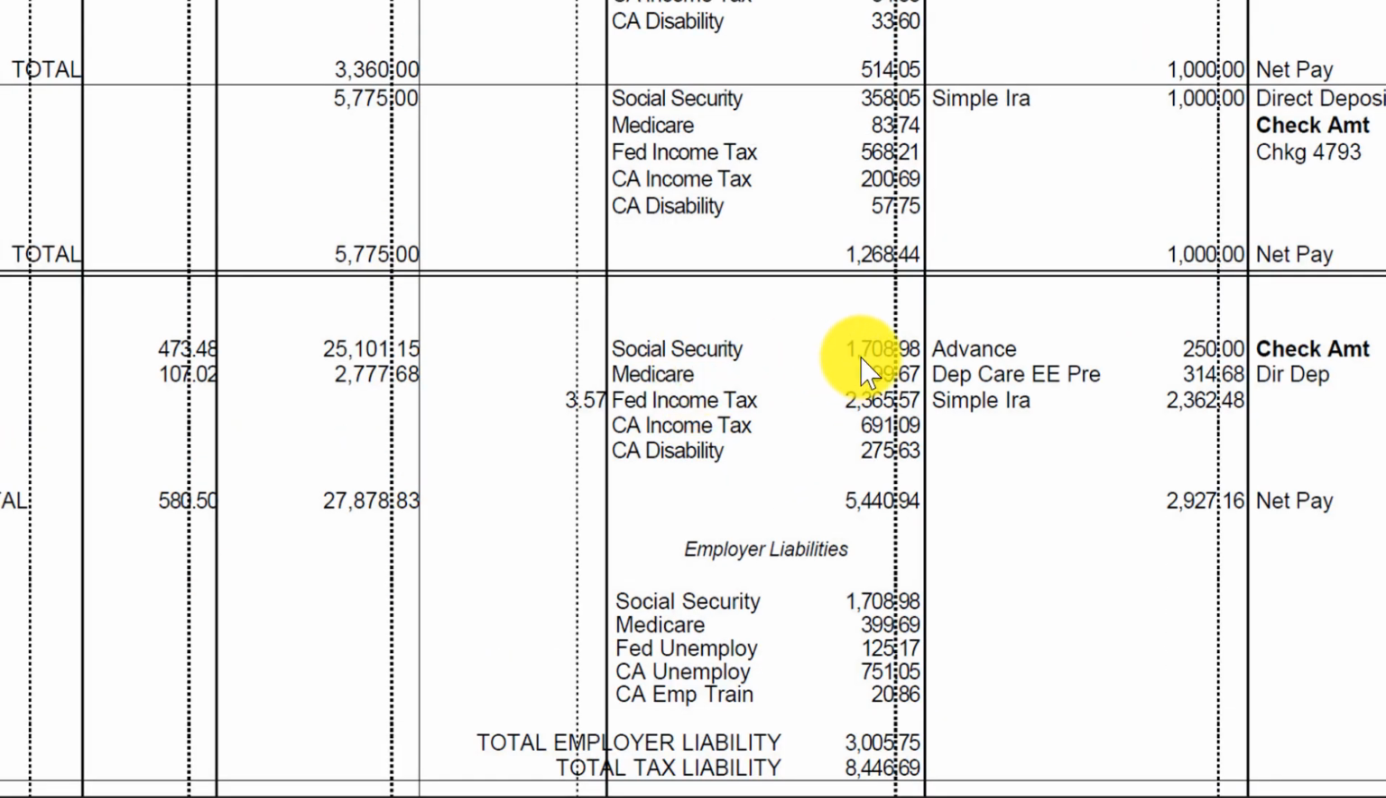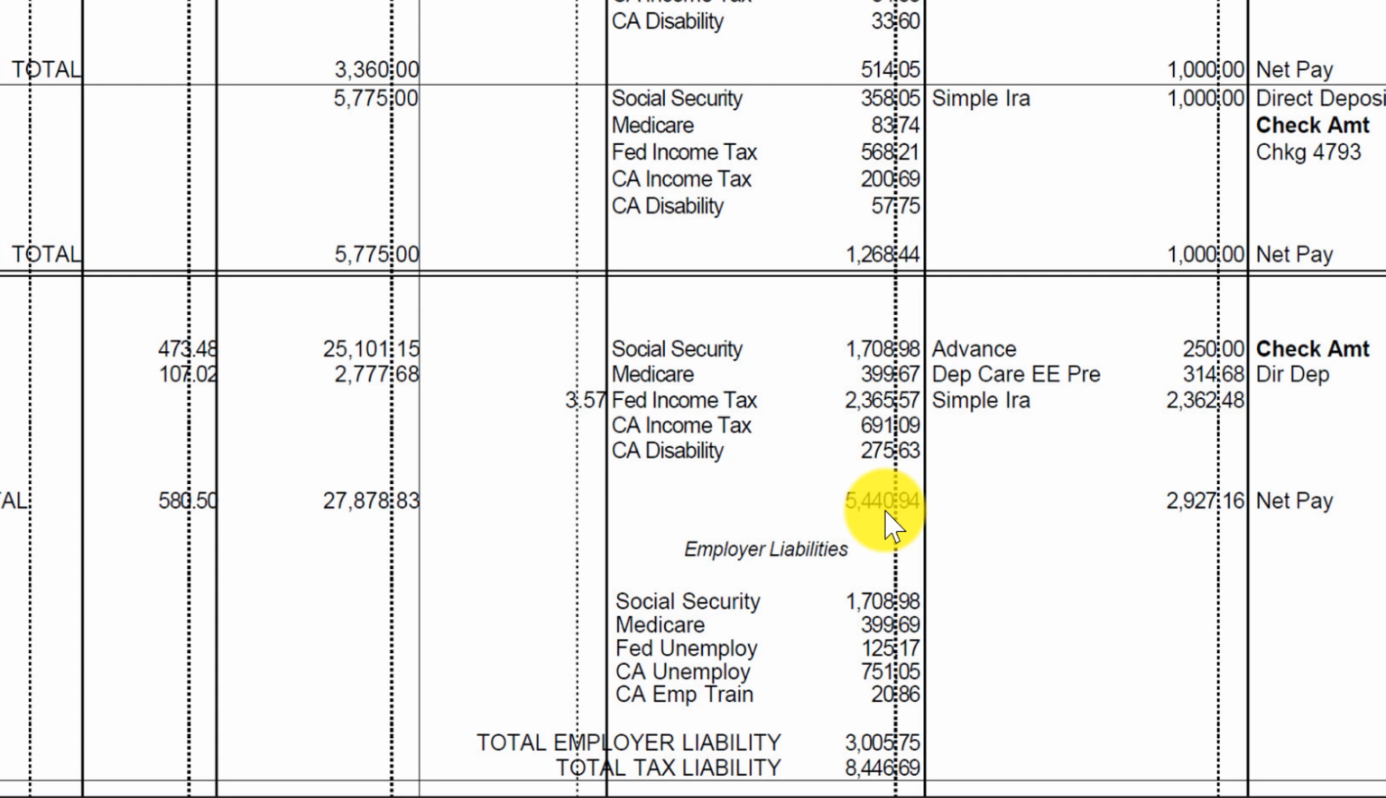The report doesn't do a great job of letting you know that it's the employee. The clue is that below that is where it has the employer, right? So if this is employer, this has to be employee, right? It would be kind of nice if it said employee withholding or liabilities. Same thing. So the total here is $5,440.94.